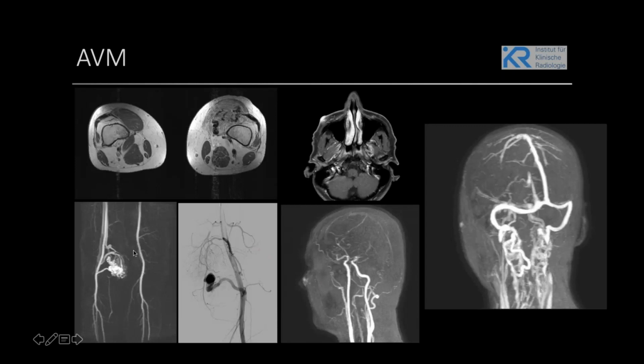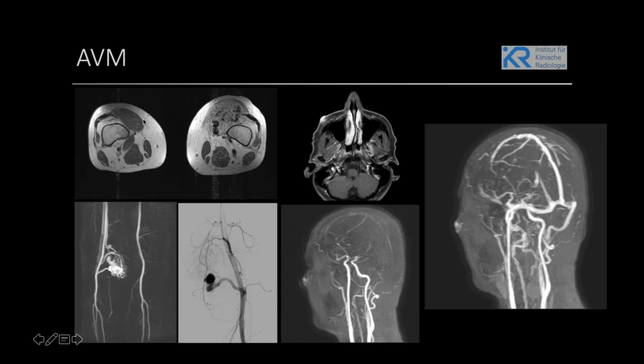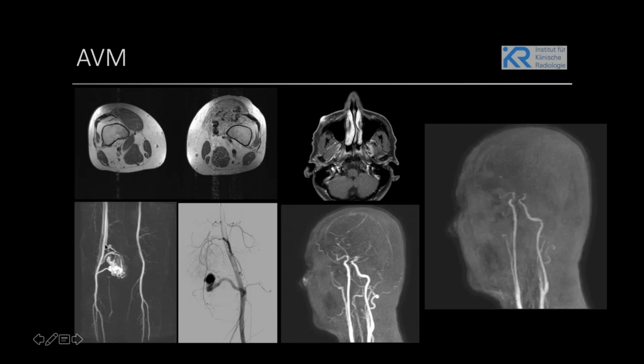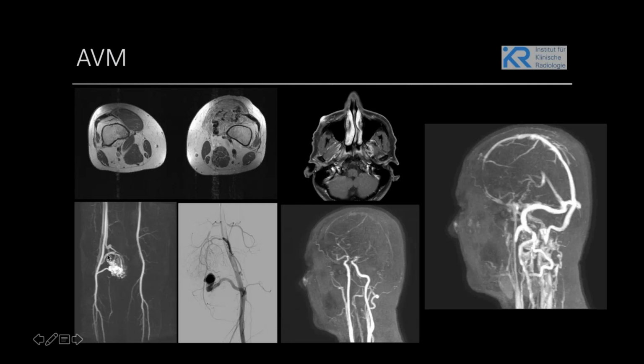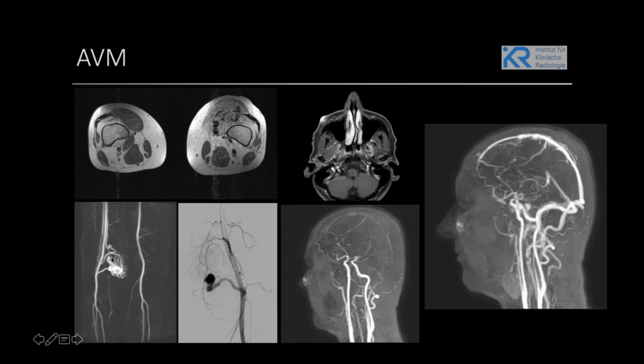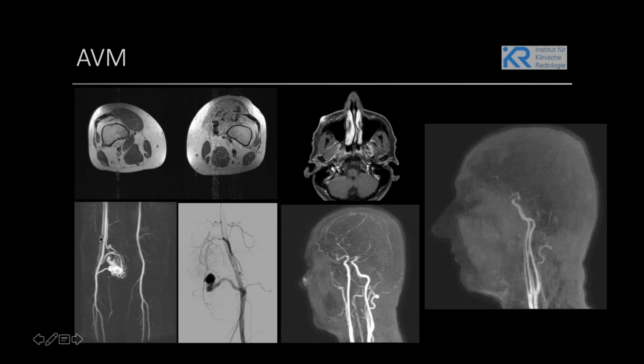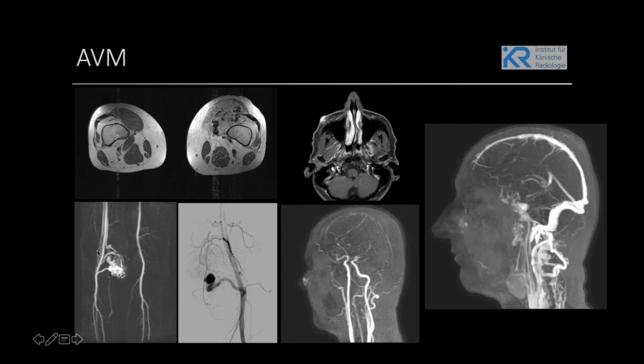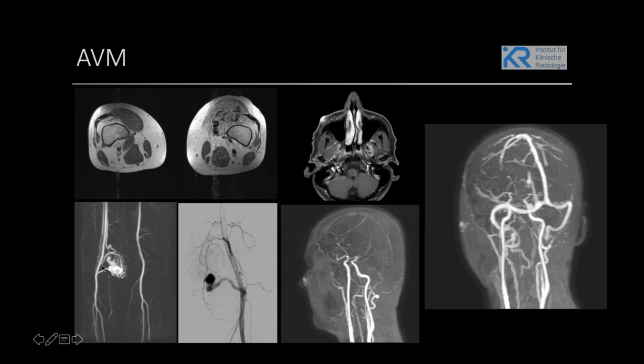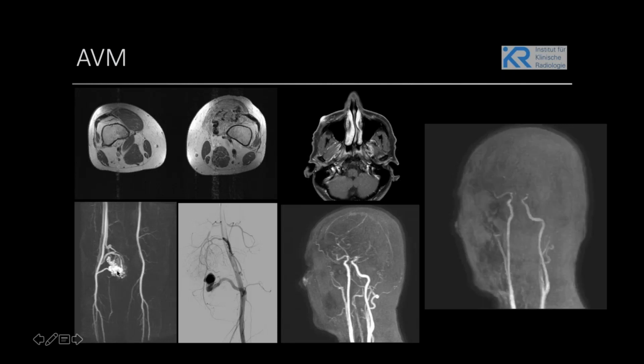AVMs instead, they do have an arterial inflow, as I mentioned. Here's an example at the knee. You have an MRI of the knee here with an MRI angiography, and you see these arterial vessels reaching out to the lesion here, and then you have an early injection of the veins of the lower extremity here on the right side, which you don't have on the healthy contralateral side. This is because you have this shunting between arteries and veins.